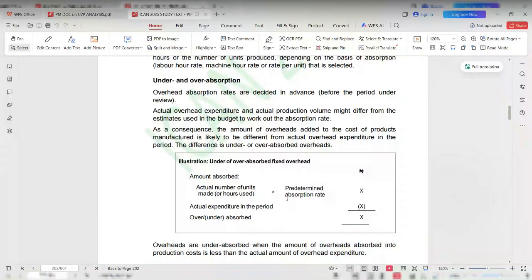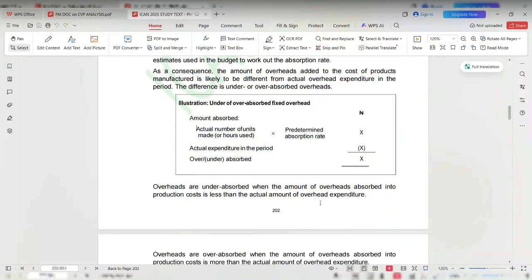That means if, let's say this first one is A, and it is greater than the actual, then we have over absorption, which means we have over budgeted. But if the actual expenditure in the period is greater than the actual number of units multiplied by the predetermined absorption rate, the value we have here, that means we have under absorbed that particular product for that particular cost.